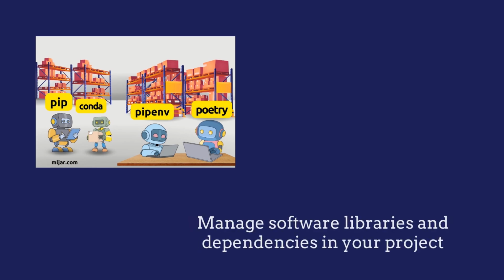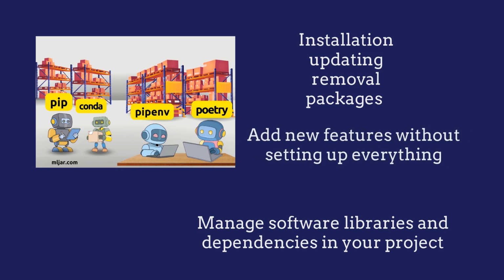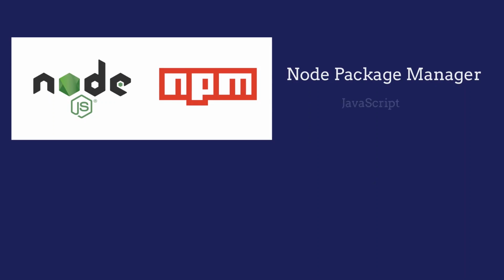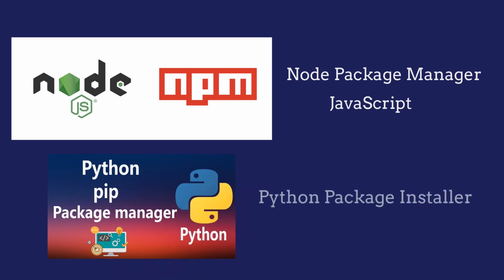Package managers. Package managers are tools that help you manage software libraries and dependencies in your project. They automatically handle the installation, updating, and removal of packages that your project needs. In simple terms, they make it easier to add new features to your project without having to manually download and set up everything. For example, NPM, which is Node Package Manager, is for JavaScript, and pip, which is Python package installer, is for Python.